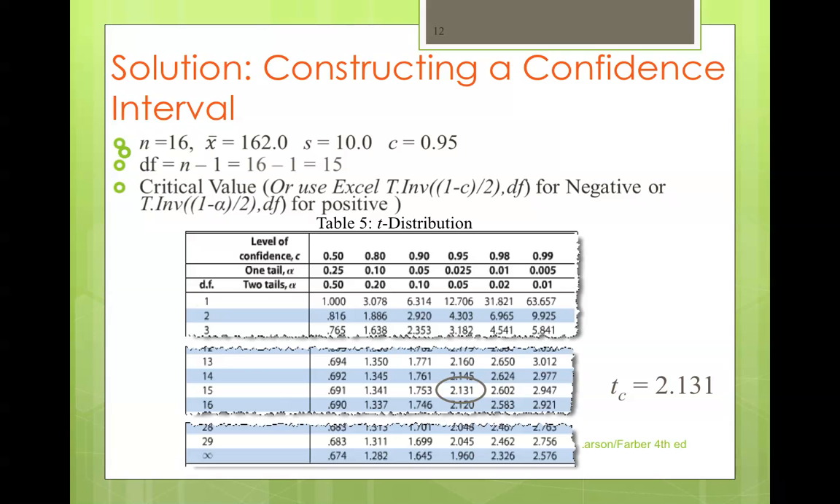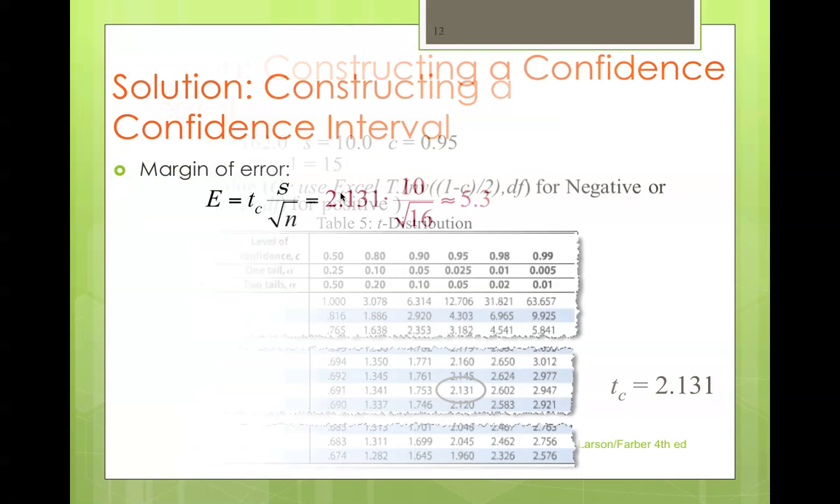Now you can also plug this into Excel. There's a lot of ways to plug it into Excel. The T.INV.2T works with alpha, comma, degrees of freedom. And then with this Excel formula right here, T.INV of (1 minus c) divided by 2 gives you the negative, and then if you want the positive, you use 1 minus alpha divided by 2.